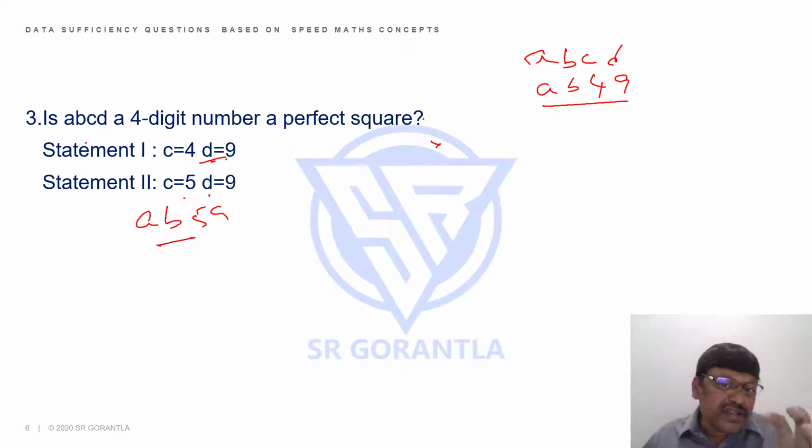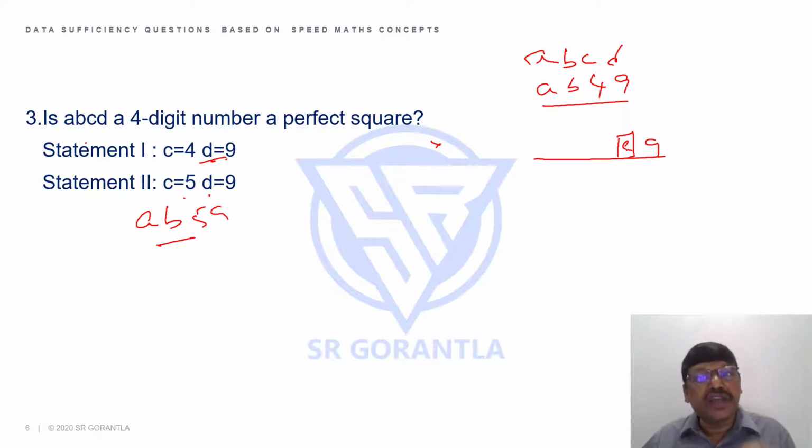This is how your data sufficiency questions will try to drag you into a trap. Students, if you see the conclusions that we made on squares, any perfect square that ends with 9, the tens place should be even, we said. But at the same time, I'm not saying that every number having an even tens place is going to be a perfect square.